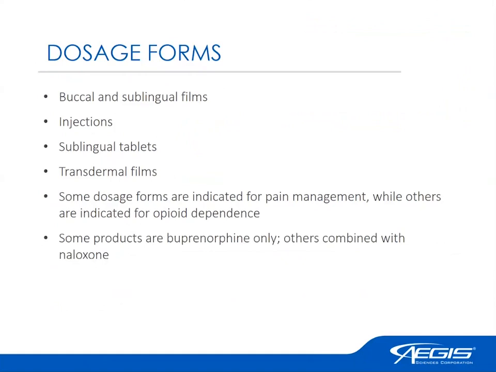Buprenorphine is available as a monoproduct, and it's also available as a combination product in some dosage forms with naloxone. Again, depending on the indication, it is available as a buccal film or a sublingual film. There are also some injection products that are available for a little bit longer action. Sublingual tablets are another option, and there are also transdermal films. Some of these products are indicated specifically for pain management, while others are indicated for opioid withdrawal and opioid use disorder. And also some of these products do have generic options available.